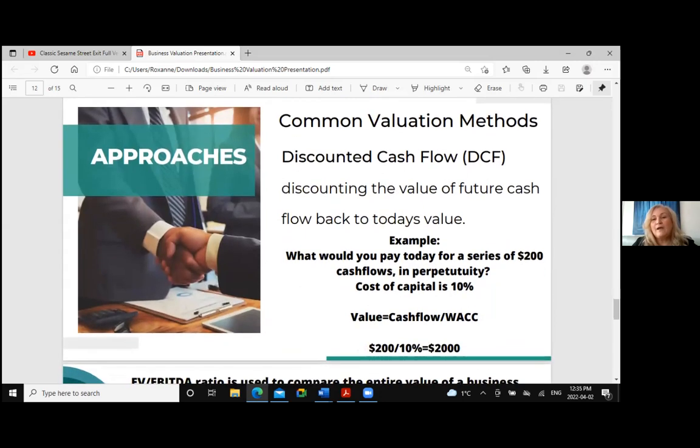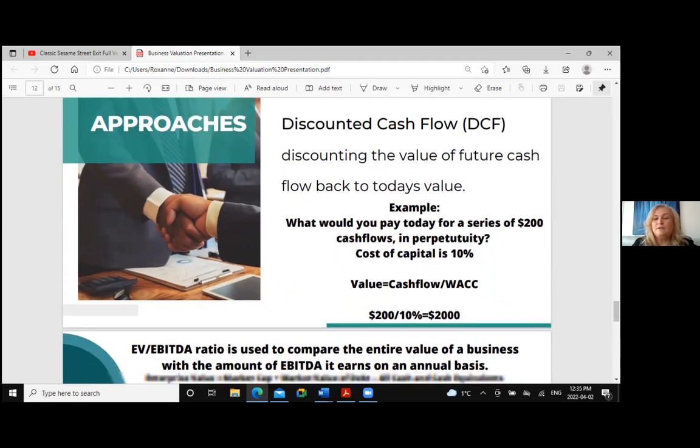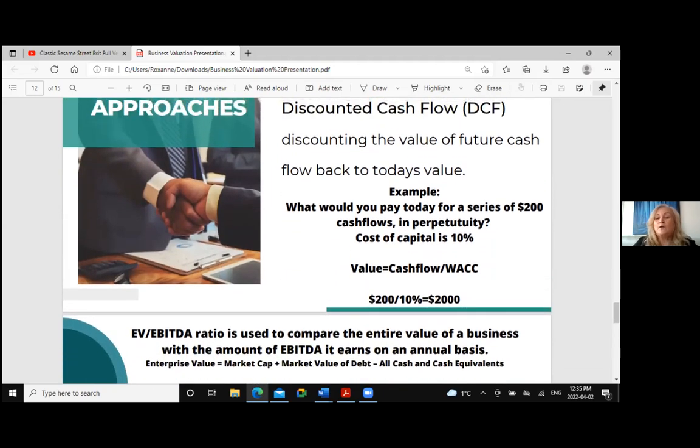So another common valuation method is a discounted cash flow. This is discounting the future value of a cash flow back to today's value. It's also known in the financial industry as time value of money. So what would you pay today for a series of $200 cash flows that were being paid in perpetuity, and the cost of capital is 10%? Well, the value is cash flow divided by the weighted adjusted capital cost. So $200 divided by 10% is $2,000. So you would pay $2,000 today in order to have $200 paid to you forever.